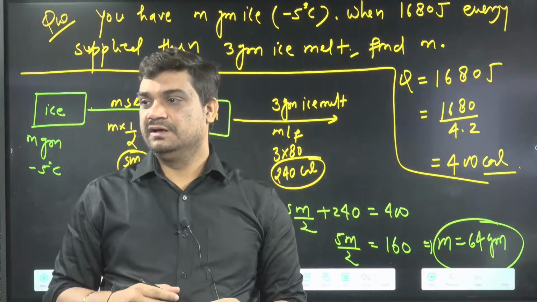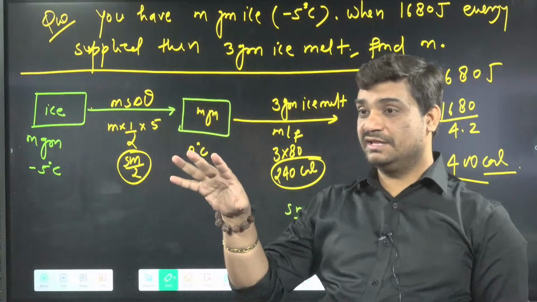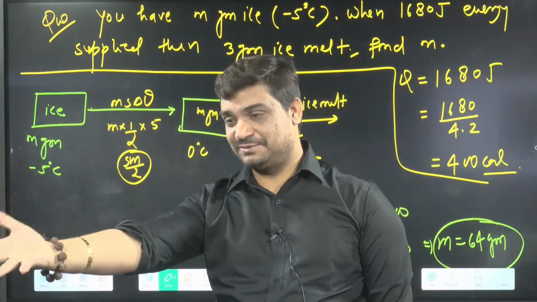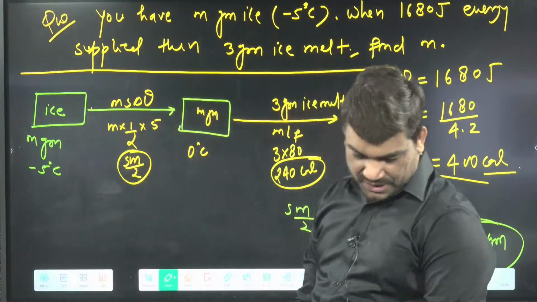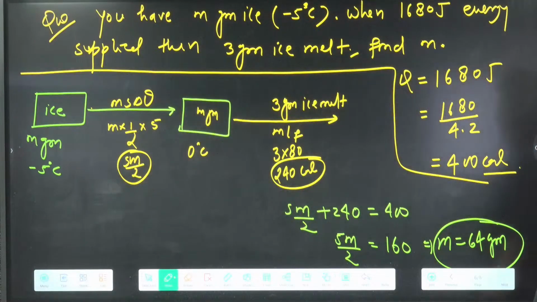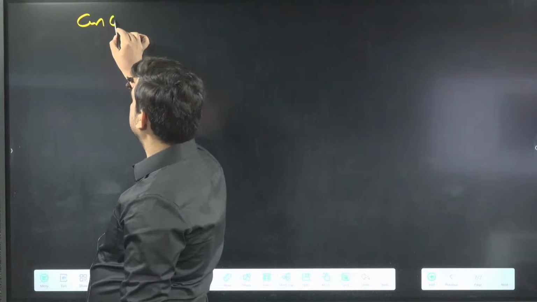Clear? Means a shortcut is not there. The only thing you can do is the calculation fast. The process will remain as it is. So now we are going to write the next thing here: concept of mixture.